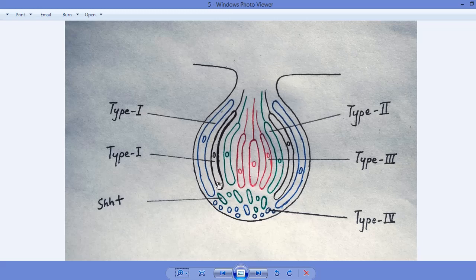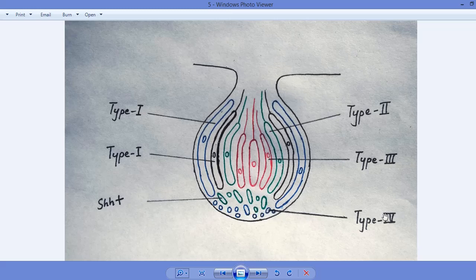The type 1 cell is responsible for the detection of salty taste. The type 2 cell is responsible for the detection of sweet, bitter, and umami taste. The type 3 cell is responsible for the detection of sour taste. Similarly, the type 4 cell works as the progenitor of the cell.